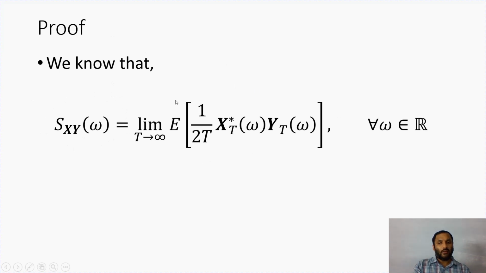taking the expression of the cross power density spectrum S_xy of omega, that is equal to the limiting value as T tends to infinity of the expectation of this expression here, that is 1 by 2T times X conjugate and Y of omega.